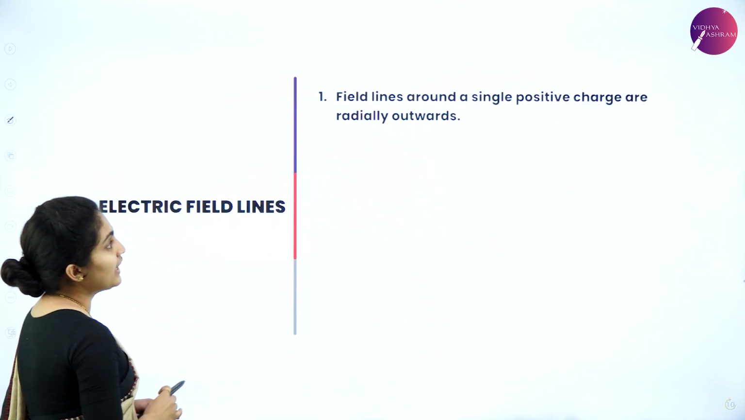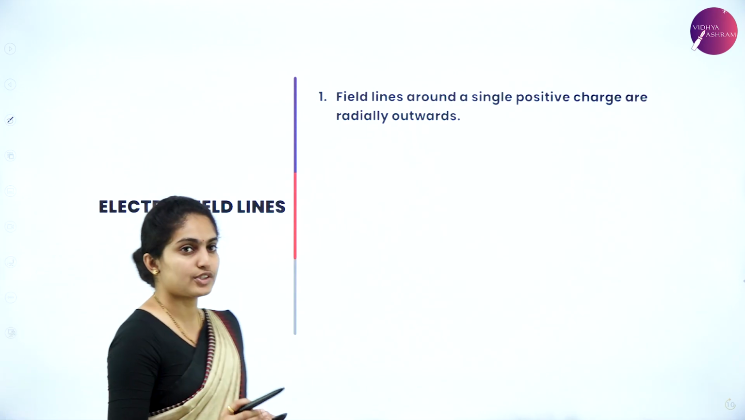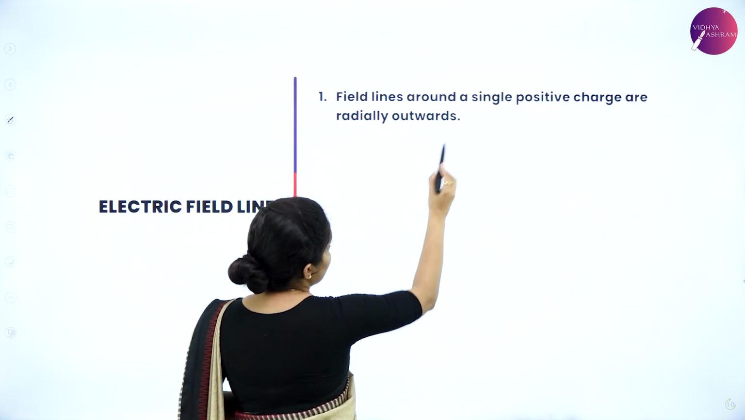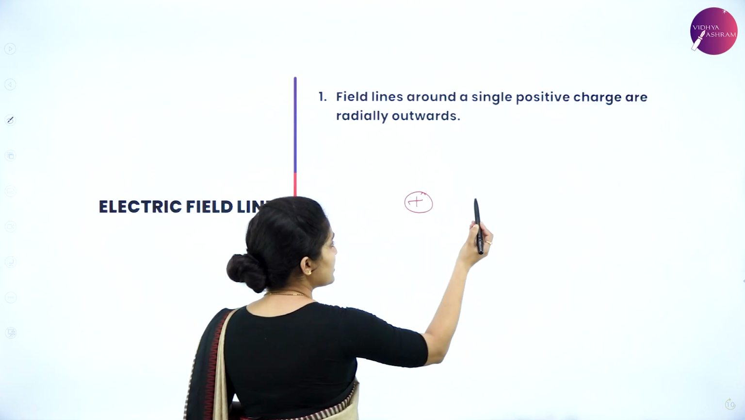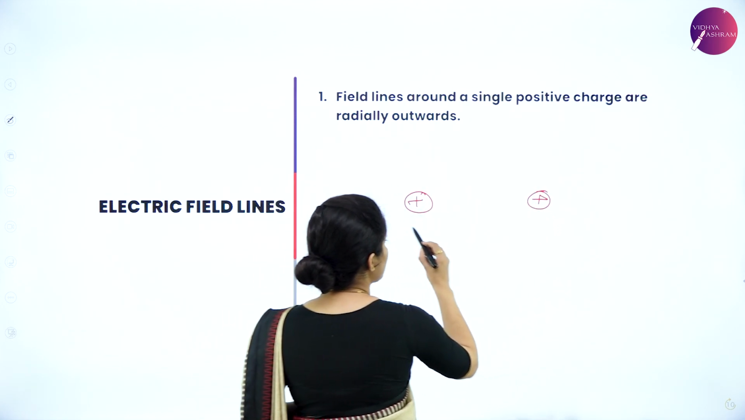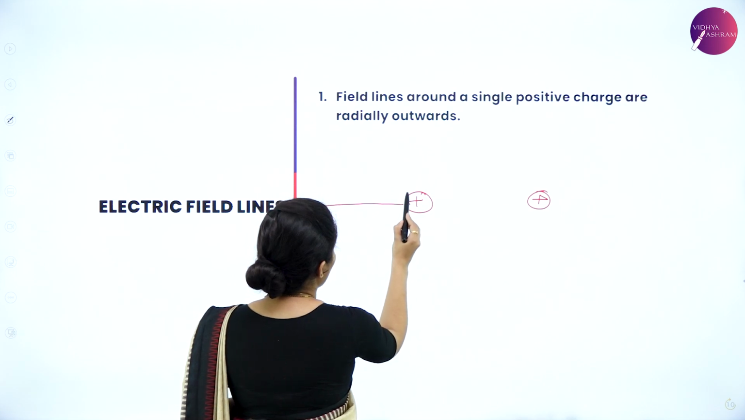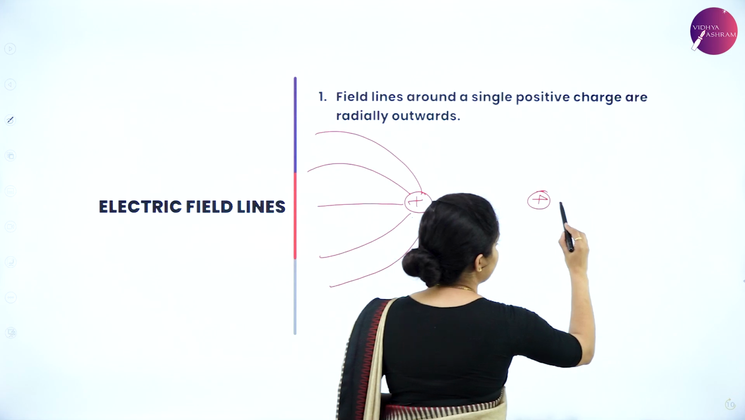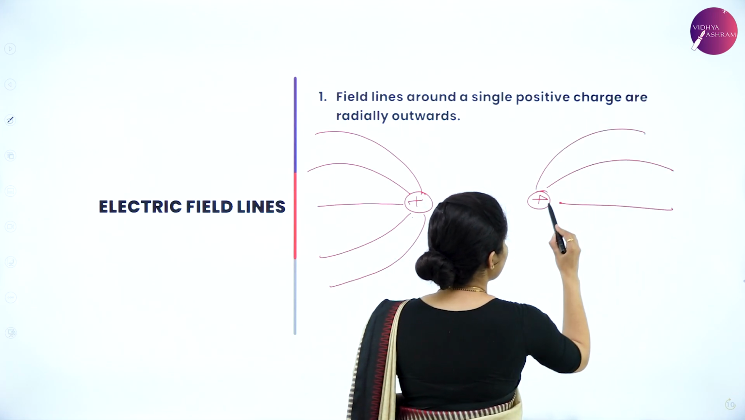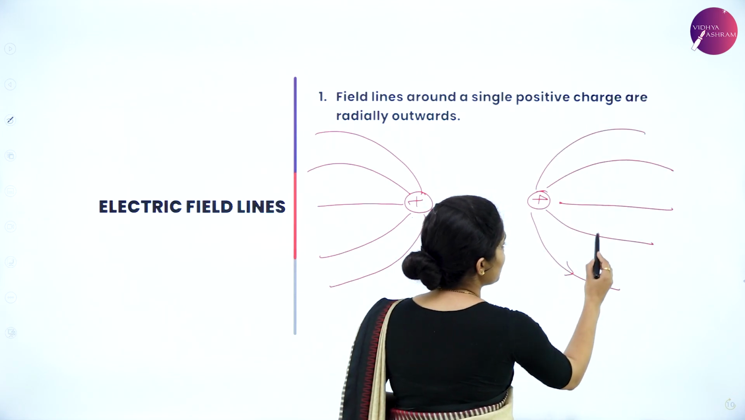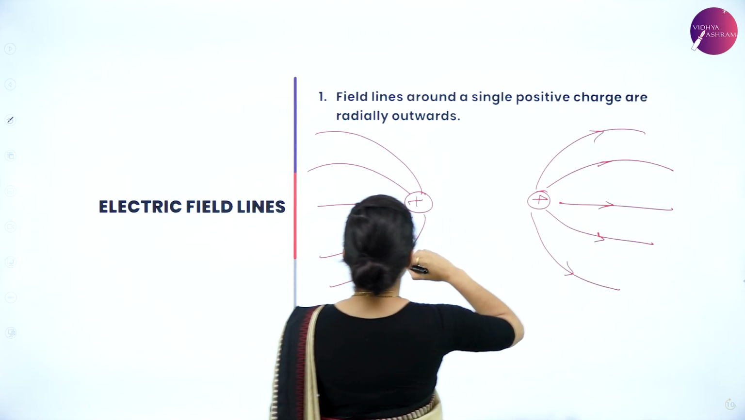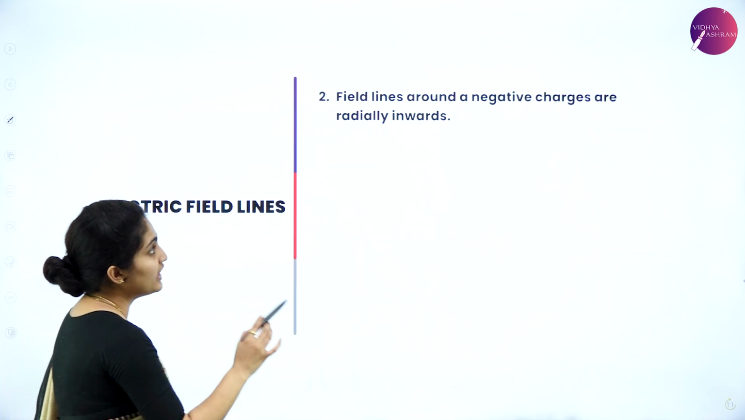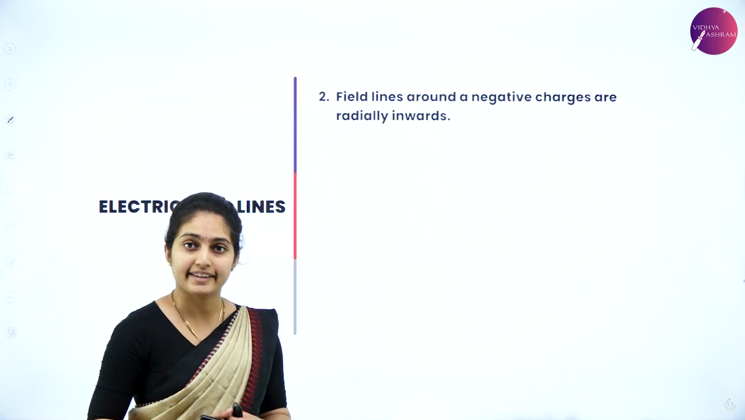Next, field lines around a single positive charge are directed radially outwards. So we have a single positive charge over here. Consider we even have another single positive charge here, radially outwards. So the outward direction turns out to be in this manner. It's not attracting each other, because both are moving away from the charge.